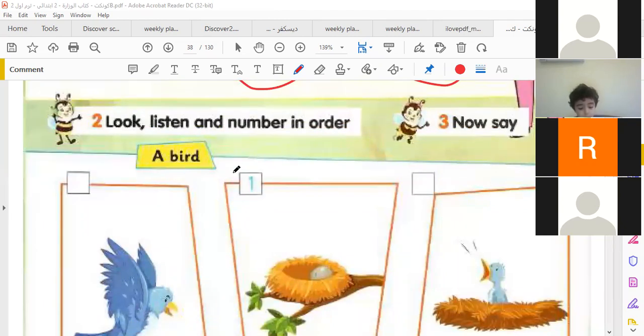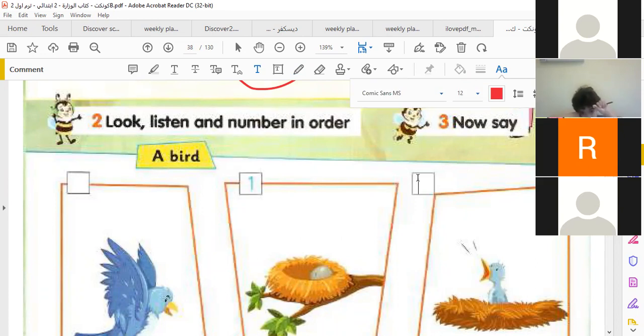Adam Muhammad. Open your mic, please, Adam. Yes. How are you, Adam? I'm fine. Okay. This is number 1. What is number 2? This one or that one? Egg. Yes, egg is number 1. What is number 2? This is number 2. Is this the correct picture? Yes. Excellent, Adam. So we write here 2.